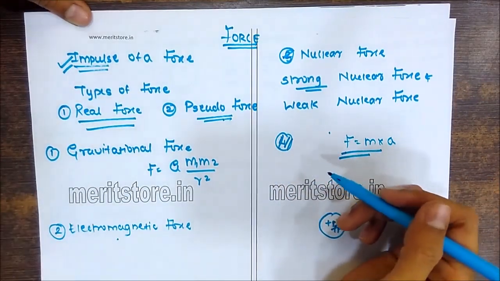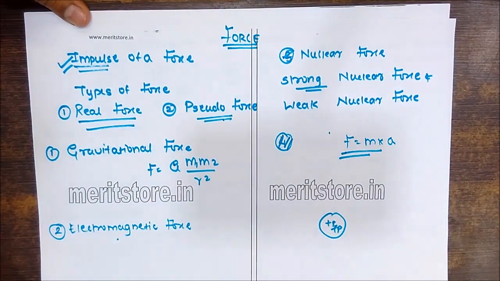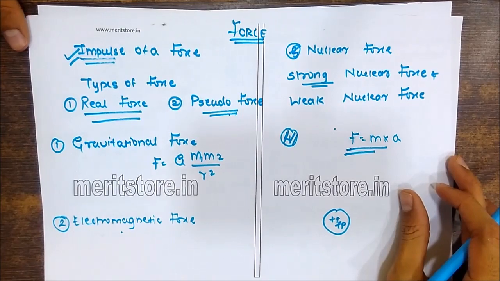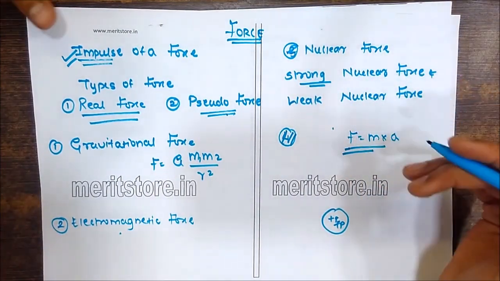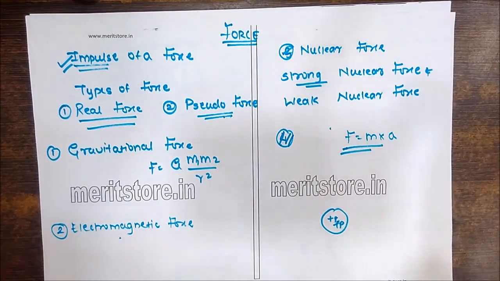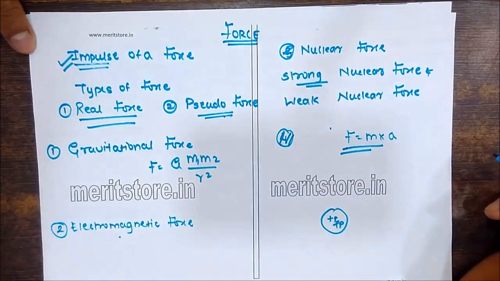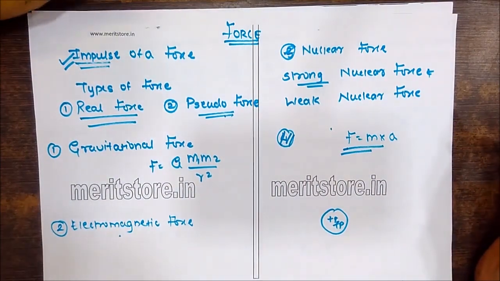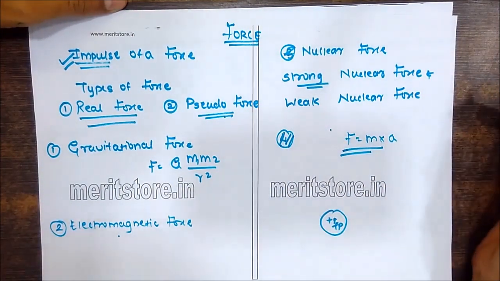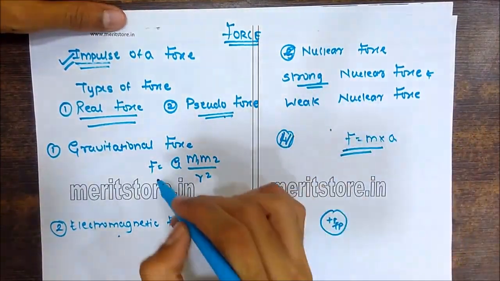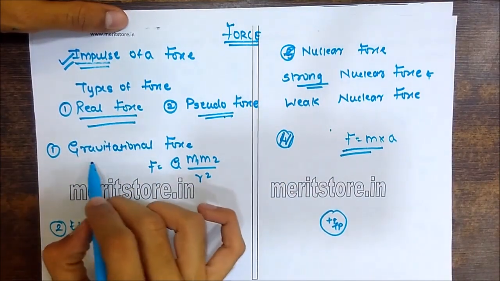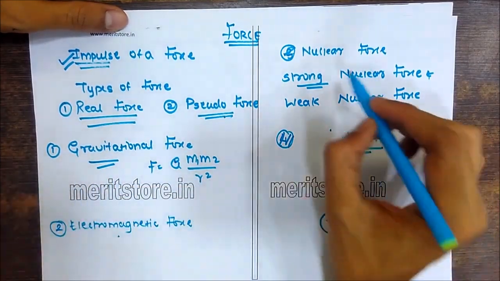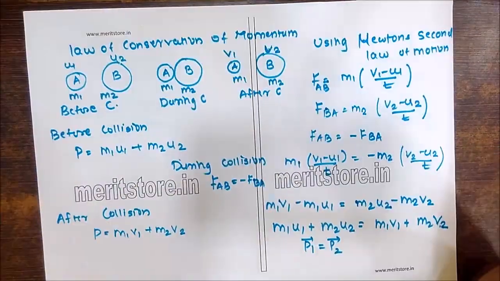Okay, next we have the weak nuclear force. The weak nuclear force acts between any two elementary particles. It is very much less powerful than the strong nuclear force, but it is stronger than the gravitational force. This type of force is exerted when we have reactions. The weakest force of all of them is the gravitational force, and the strongest of all of them is the strong nuclear force.